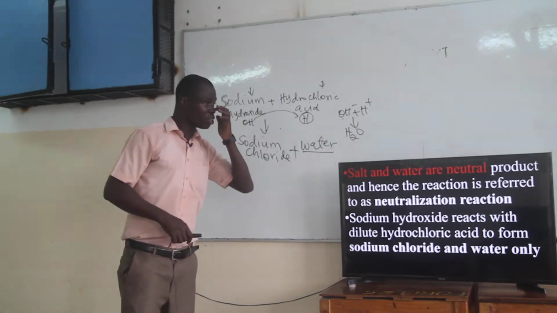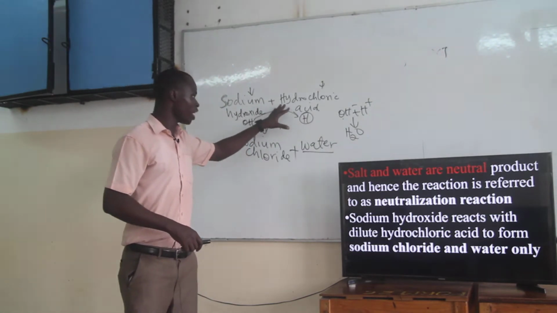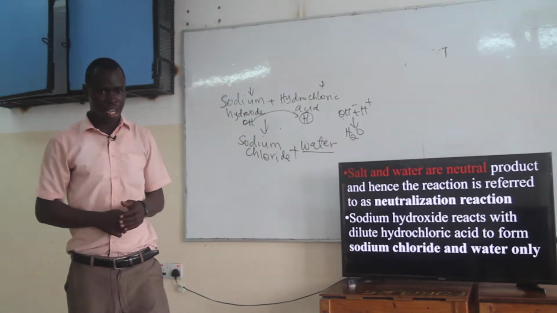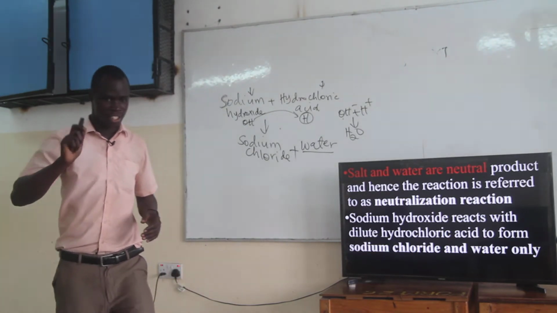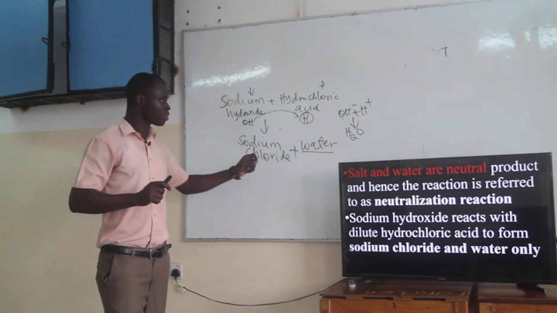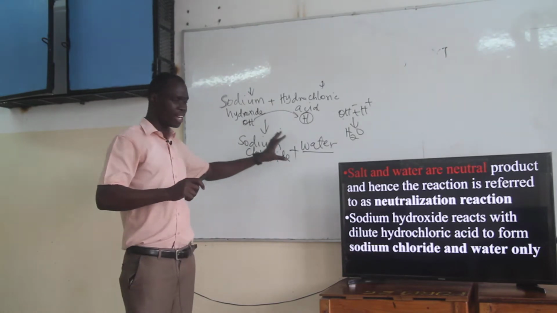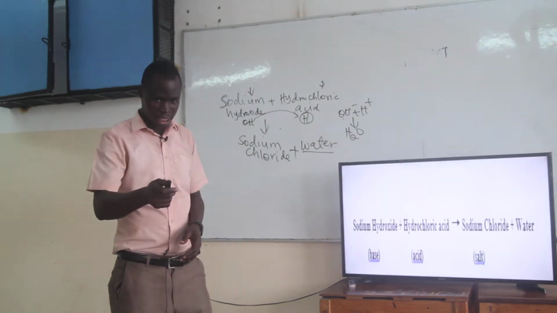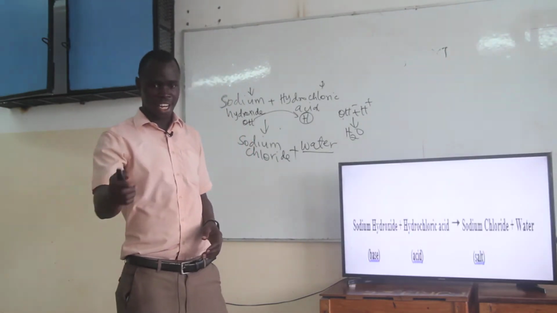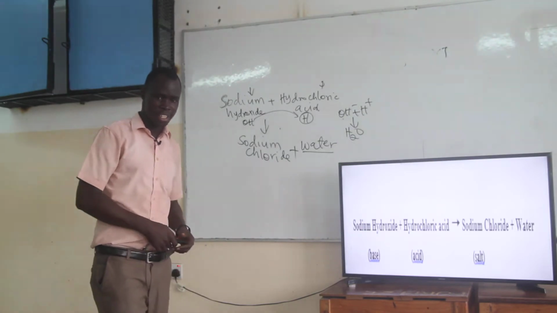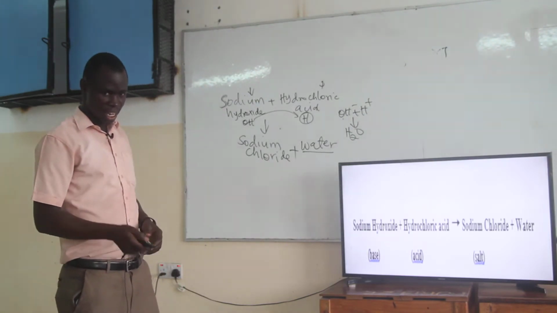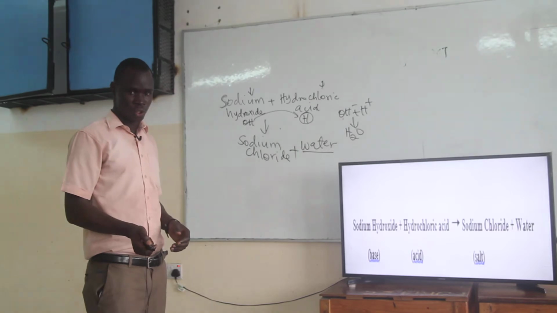Nitric acid also has hydrogen. So anytime an acid reacts with a base, you're going to form a salt and water. Sodium hydroxide plus hydrochloric acid will give us sodium chloride and water. And this is a neutralization reaction.